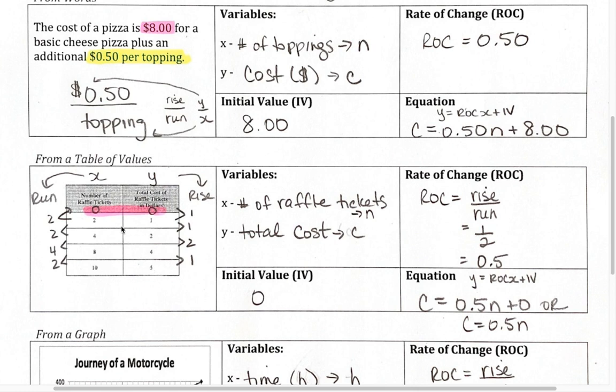If you look at this table of values, for the initial value we always want to start at 0. So how much would it be for 0 tickets? And that's not on here. So what I'm going to do is extrapolate that information. I'm going to go backwards.